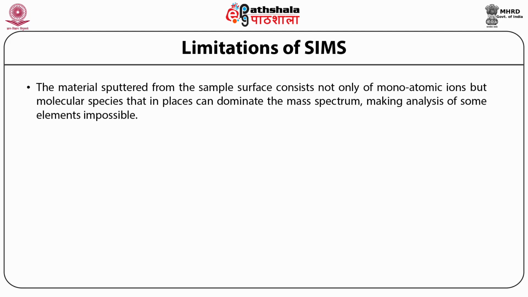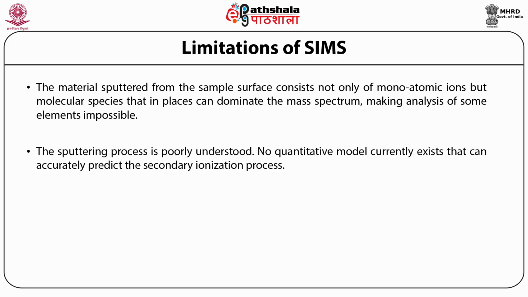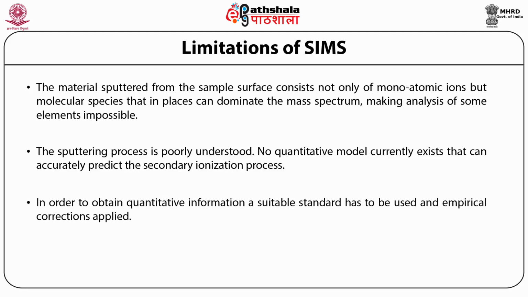The second limitation is the sputtering process is poorly understood. No quantitative model currently exists that can accurately predict the secondary ionization process. So accurate prediction of the secondary ionization process is difficult. In order to obtain quantitative information, a suitable standard has to be used and empirical corrections are to be applied.